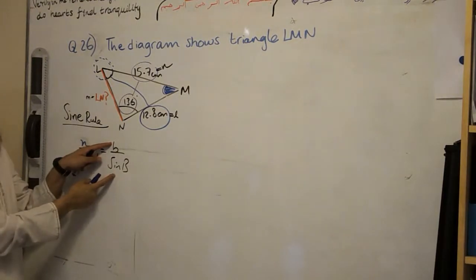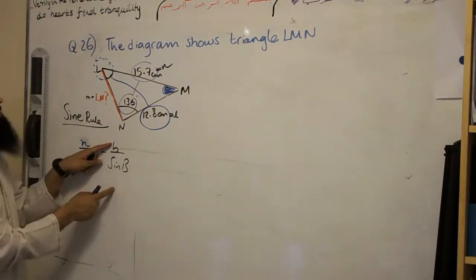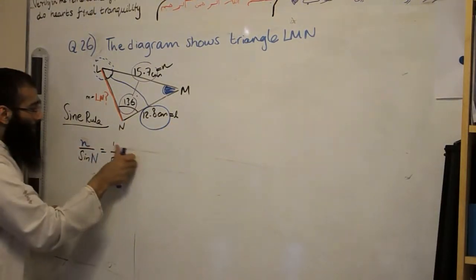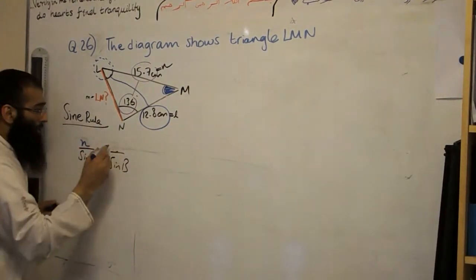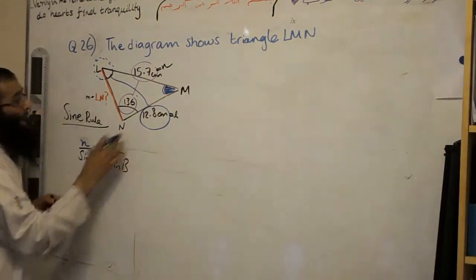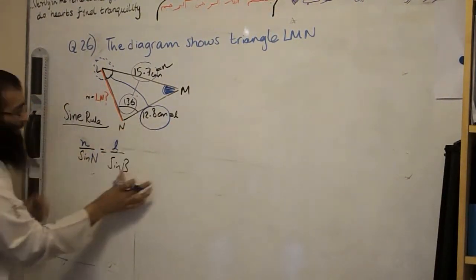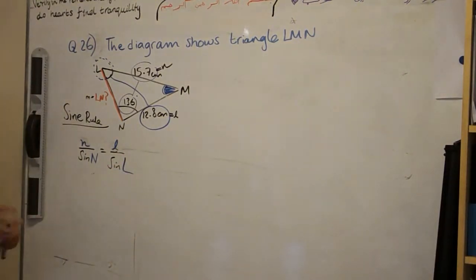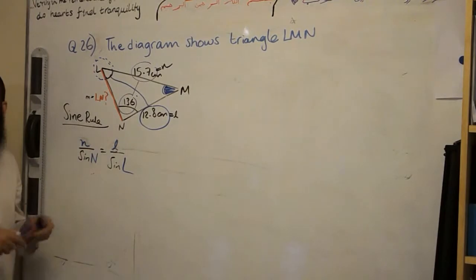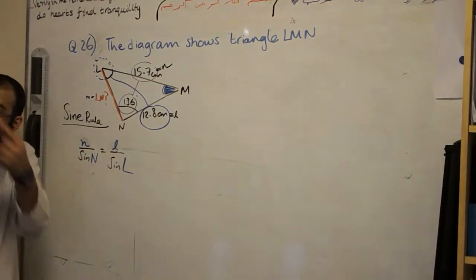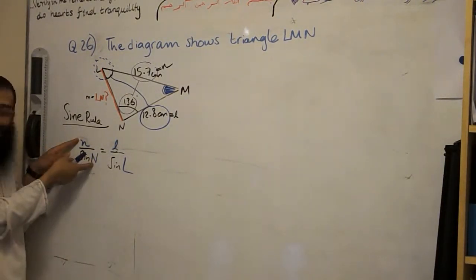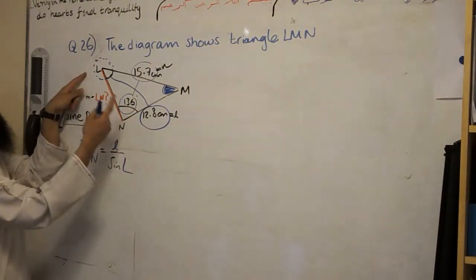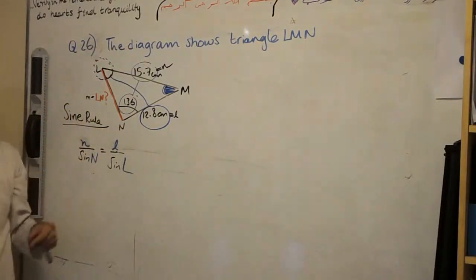b over sine B is talking about another side and its angle. So that little b will be what we call it now. It means l, and l corresponds to big L. Folks, don't get confused because we're using Ns and Ls, because the sine rule is all about angles: a side and its angle, another side and its angle. So this side and its angle, and this side and its angle. It's the same. Okay?